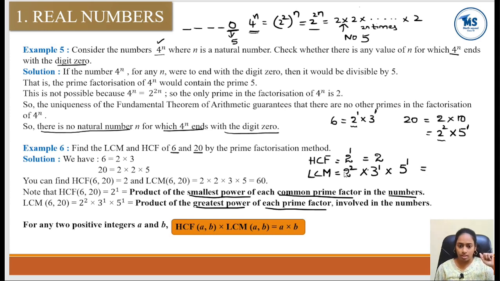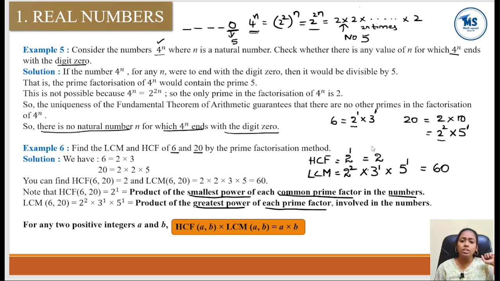So this becomes 2 twos are 4, 4 threes are 12, and 12 fives are 60. This is the LCM. So for HCF, you need to consider the common prime factors and the least power. For LCM, you need to consider every prime factor and the greatest power. Okay, please remember, don't get confused here.